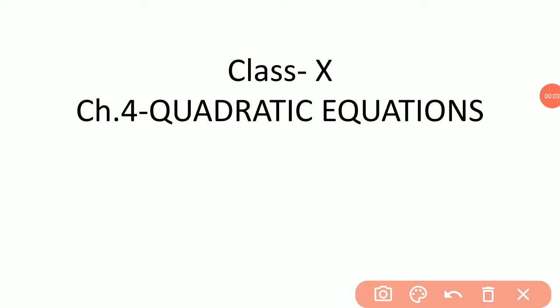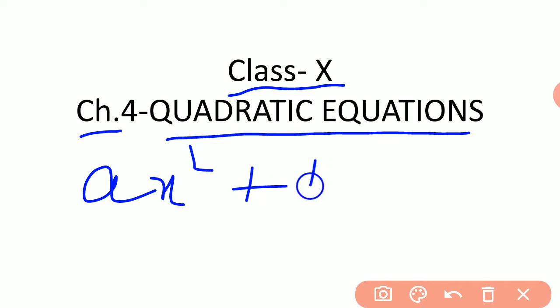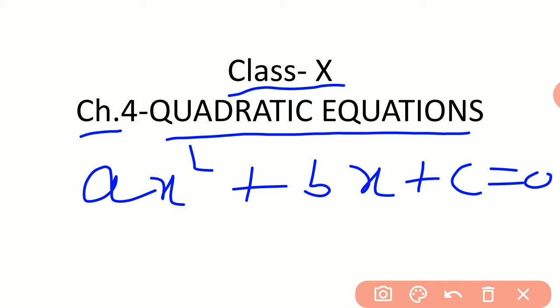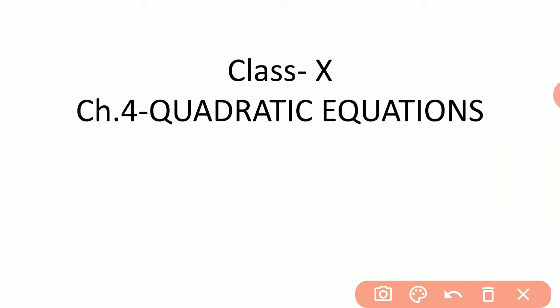Yadav. Today we will study about quadratic equation, chapter 4 mathematics of class 10. The general form of quadratic equation is ax square plus bx plus c equal to 0. This is the general form of quadratic equation.